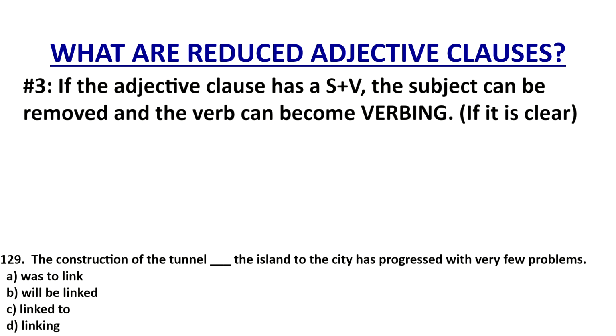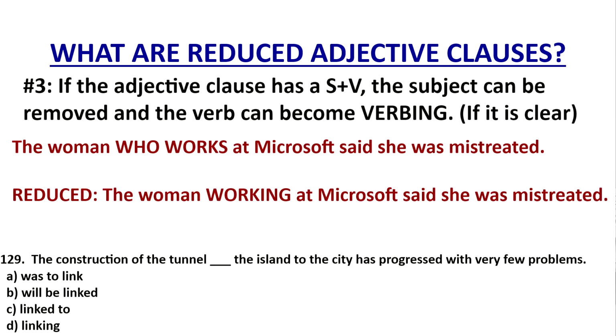The last thing we can do: if the adjective clause has a subject plus verb, the subject can be removed and the verb can become verb ing if it makes sense, if it is still logical to the listener or reader. Let's look at the example. The woman who works at Microsoft said she was mistreated. I have who works. There's no be verb here, but I think it's still clear to the listener. So I take out who and I turn works to working and say, the woman working at Microsoft said she was mistreated.